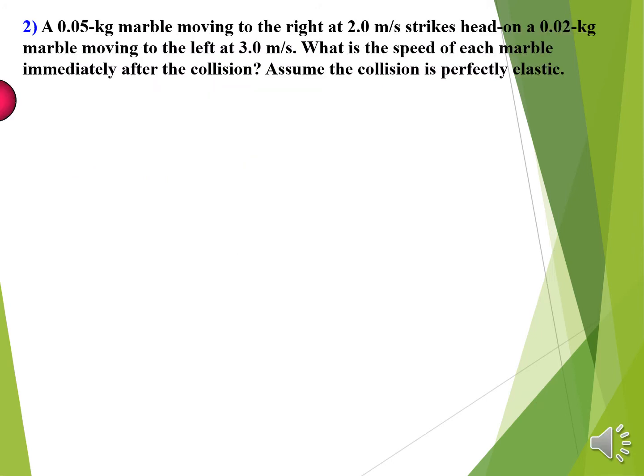Example number 2. A 0.05 kilogram marble moving to the right at 2 meters per second strikes head-on a 0.02 kilogram marble moving to the left at 3 meters per second. What is the speed of each marble immediately after the collision? Assume the collision is perfectly elastic. Since there are two directions of motion here, we assign a positive value to the velocity moving to the right and a negative value to the velocity moving to the left.